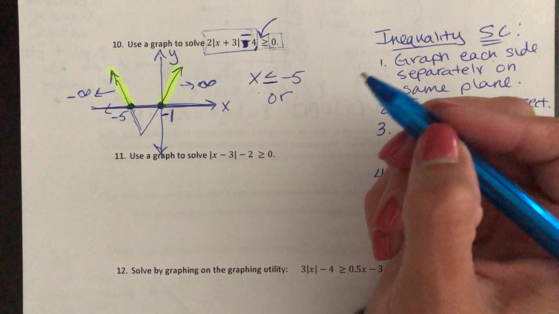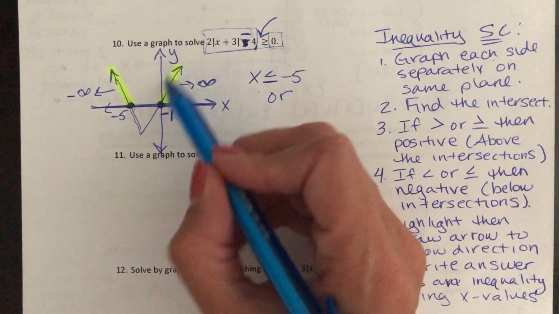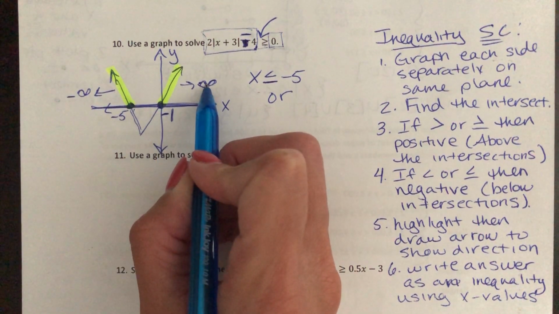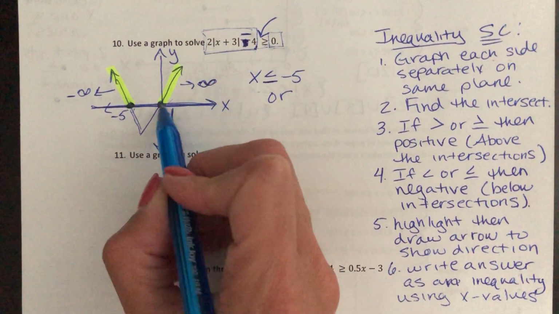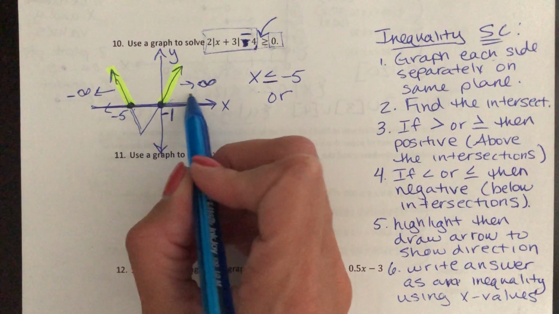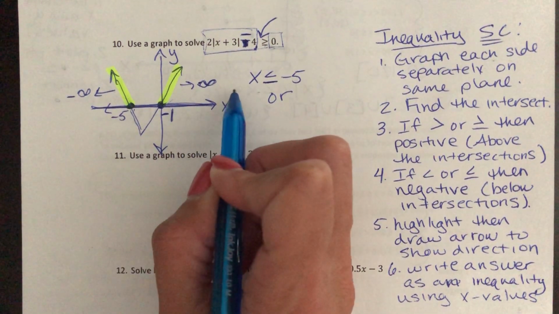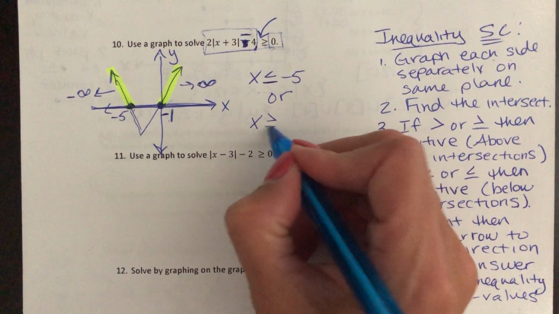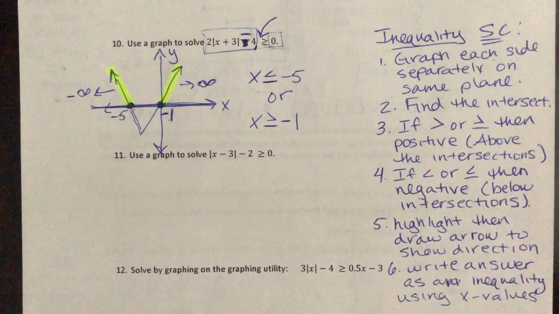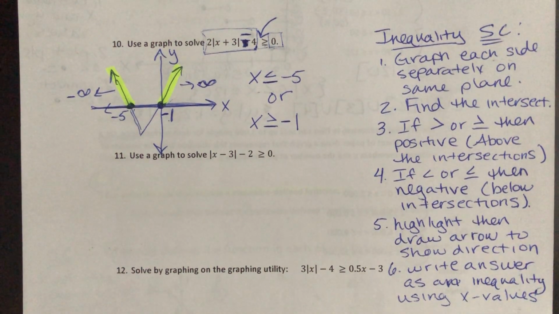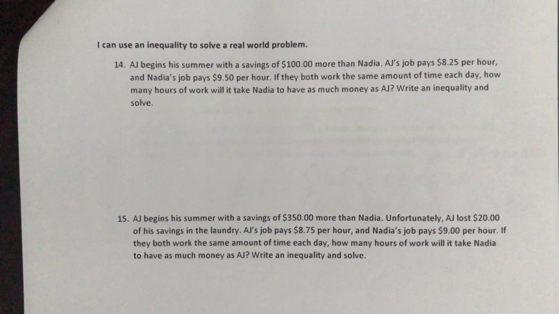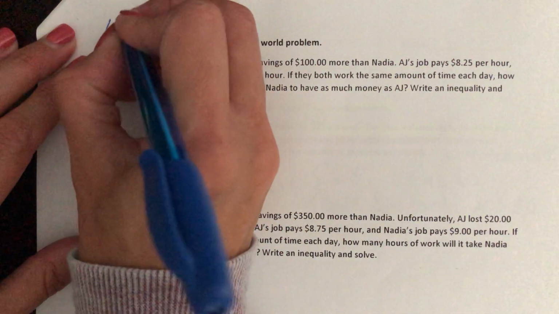Or it could be this one over here. I'm going from -1 to positive infinity. It's going this direction towards positive infinity. That means my values of x are getting bigger. They're greater than -1. So x greater than or equal to -1. All right, then you have a few more to practice there. So you can do those and then check with the answer key.